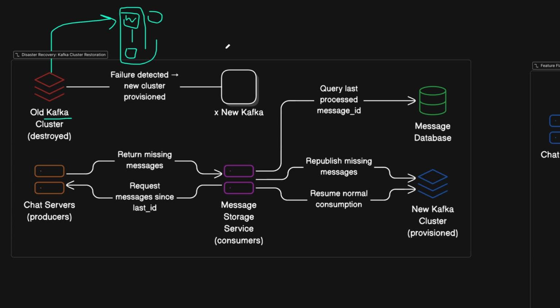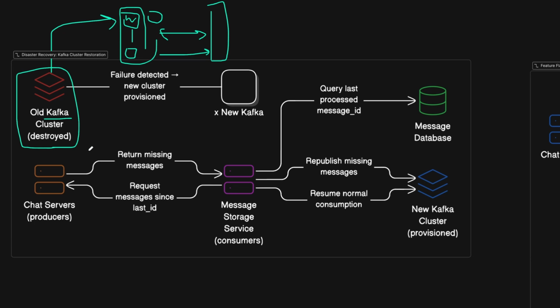If a broker dies, we need to replace the broker. Let's say this was broker number 3. We need to replace it and rejoin another broker to the cluster. Kafka will rebalance the partitions over time if we add this broker to the cluster. But what if the entire Kafka cluster goes down? This is very rare, but it's still possible.